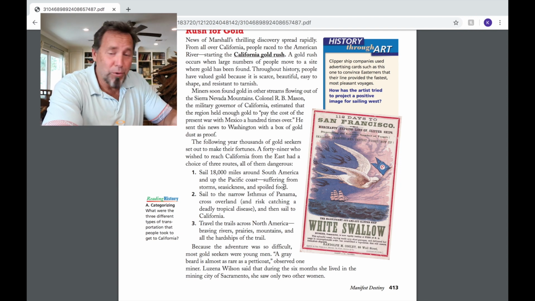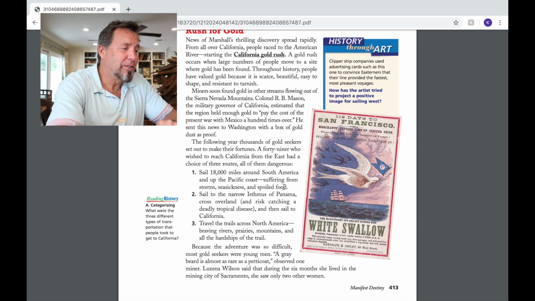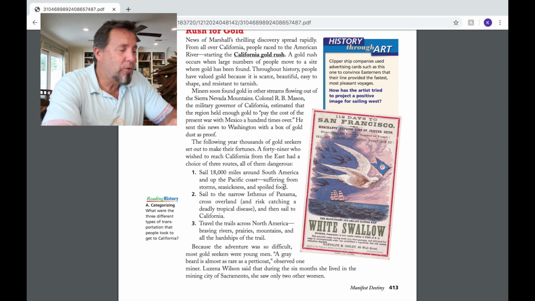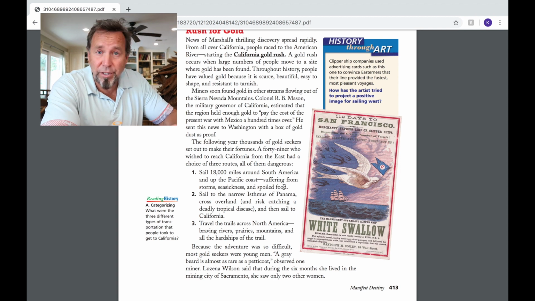But people were so willing to believe that all they have to do is to get to California and dig for a little gold to get their fortune. A lot of them were willing to do that. So on page 413, it talks about the three basic ways you could go. You could sail the 18,000 miles in over 100 days on the sea to get there.